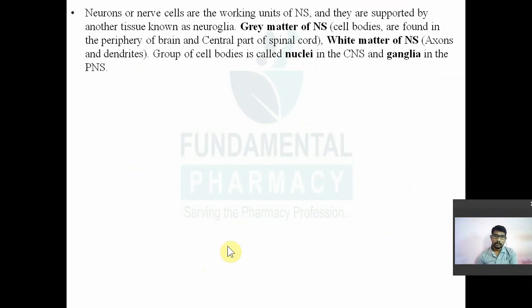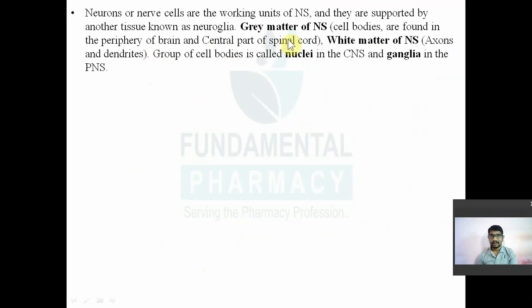Now neurons are nothing but the workhorse of the nervous system. They are the unit of the nervous system, and they are supported by another tissue known as neuroglia. So neurons are the workhorse of your nervous system, supported by the other tissue known as neuroglia.